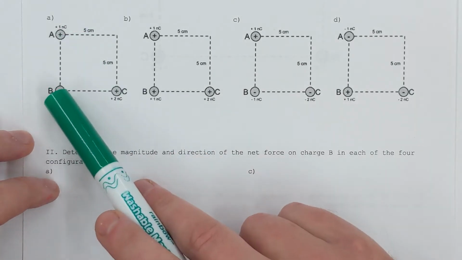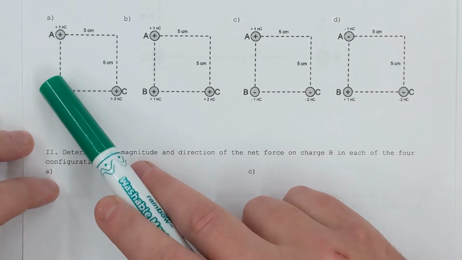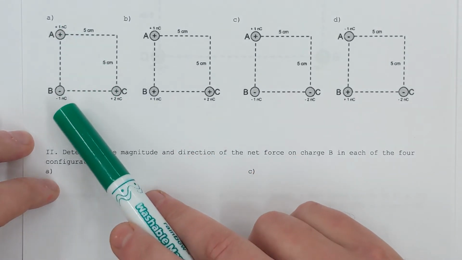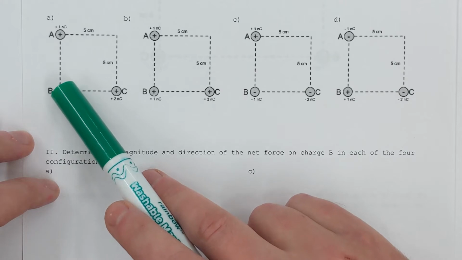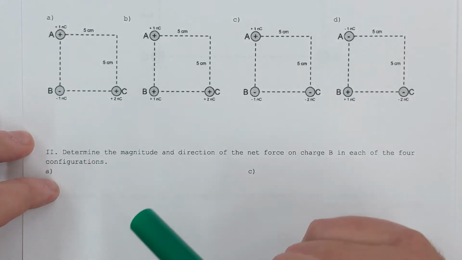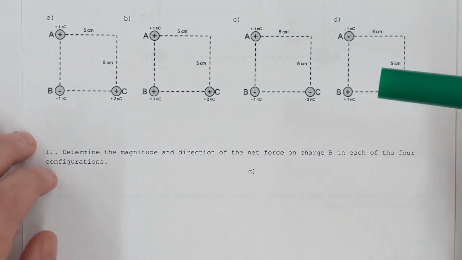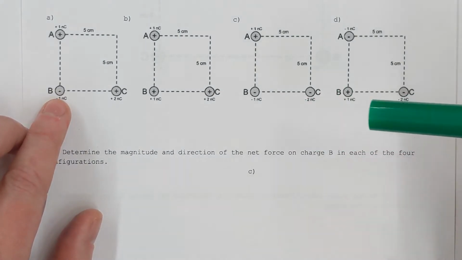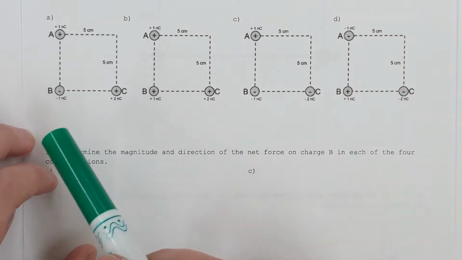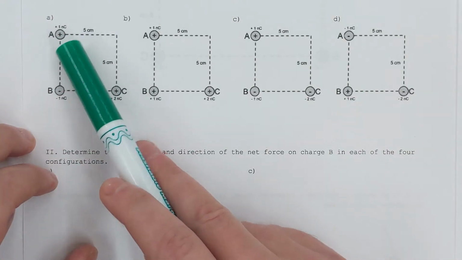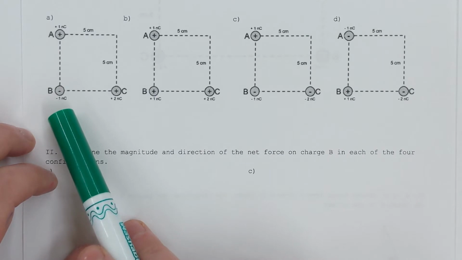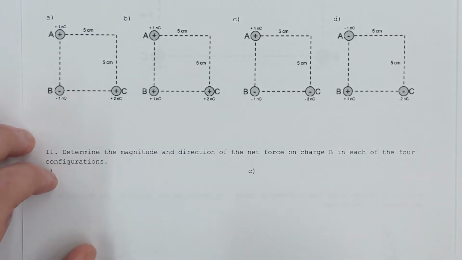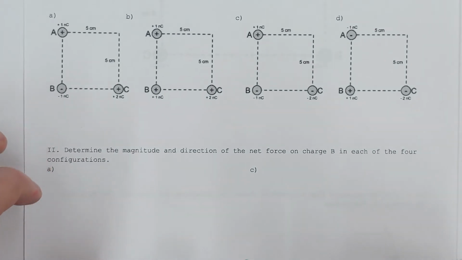Conveniently, charge A and charge C are located at right angles to each other with respect to charge B, so these will break down pretty nicely in a coordinate system that uses an x, y orientation here. So let's first take a look at example A, and you can generalize the method from here to the other three examples. I see that I have three charges, a positive 1 nanocoulomb, a negative 1 nanocoulomb, and a positive 2 nanocoulombs, and nanocoulombs are just a billionth of a coulomb, 10 to the minus 9 coulombs.